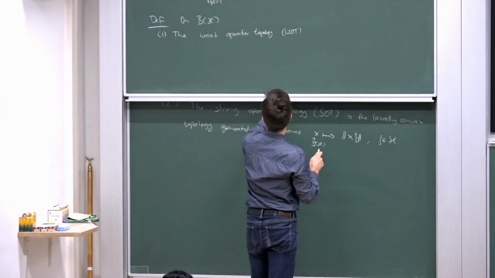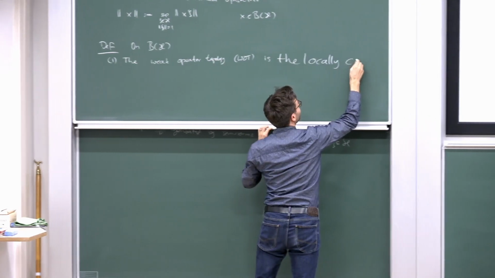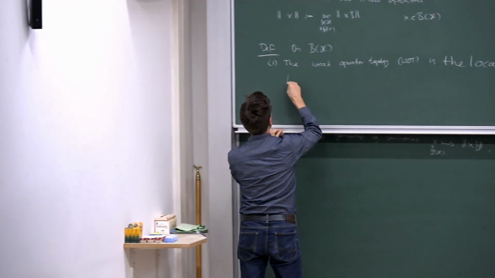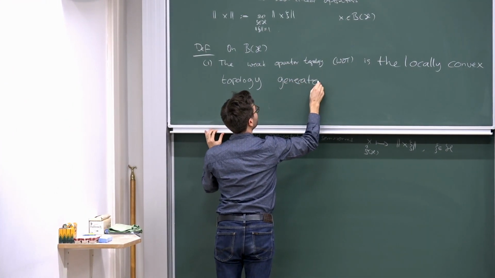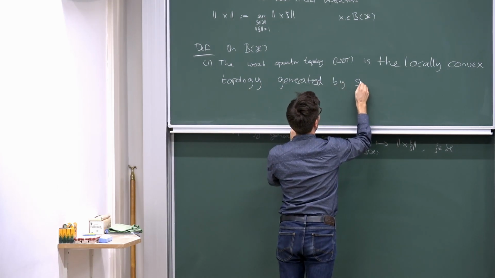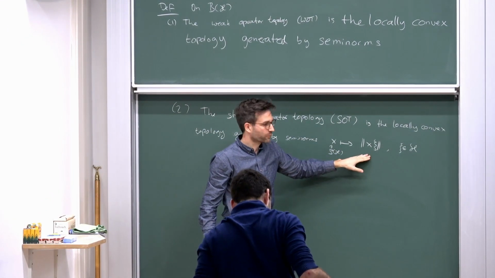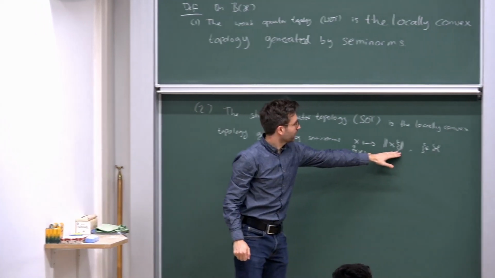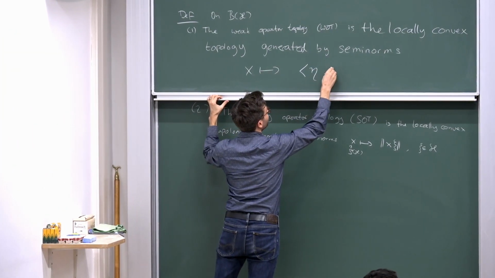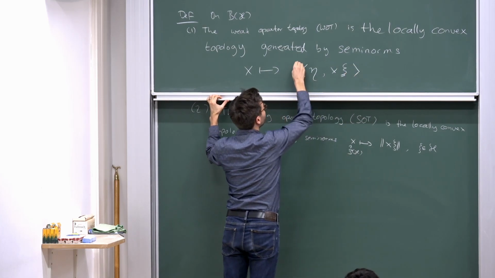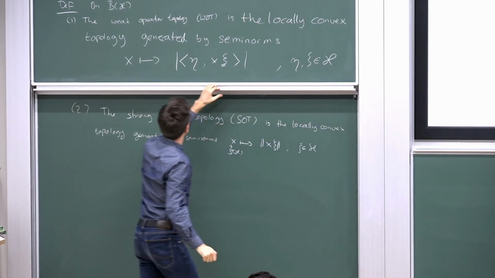Okay. Then the weak operator topology is the locally convex topology generated by seminorms. So how can we weaken this even further? If we look at the norms of x psi, how can we weaken this further? Well, we can look at this one here, where eta and psi are in my Hilbert space.